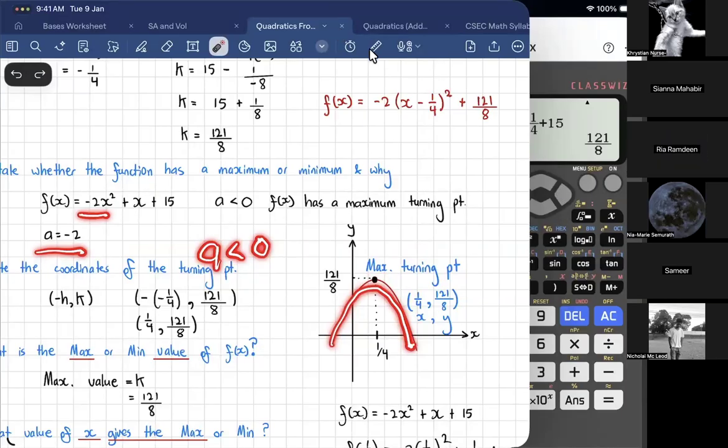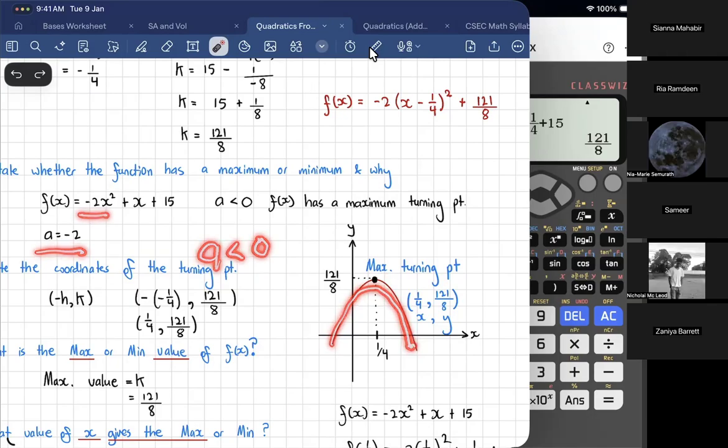Yeah. The other thing, Ria, you can see there's a point where the graph is turning, because it was increasing all the way here, and then you stop for a bit and then you decrease. There's a turning point. Right, because it's going up to the maximum point, you call this a maximum turning point. And that's what we just figured out. So that's 1/4, 121/8. You sure you understand that? Yes, sir.